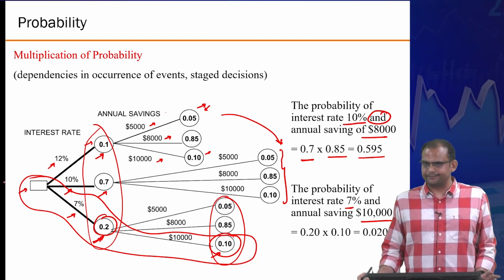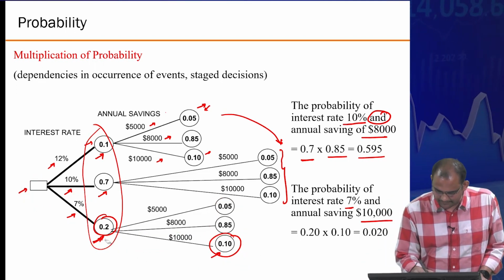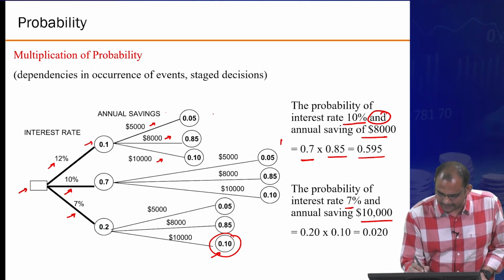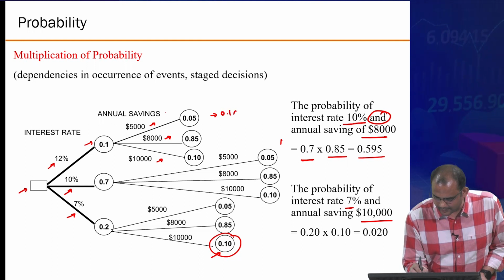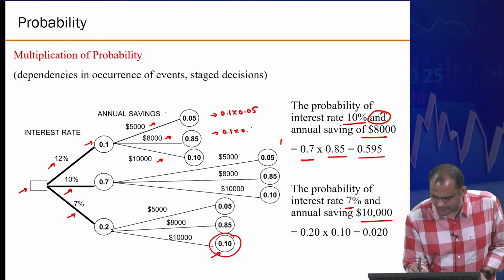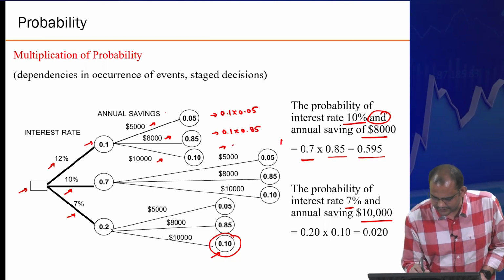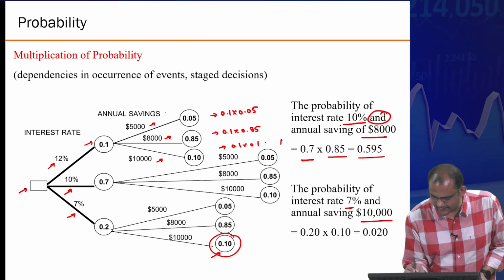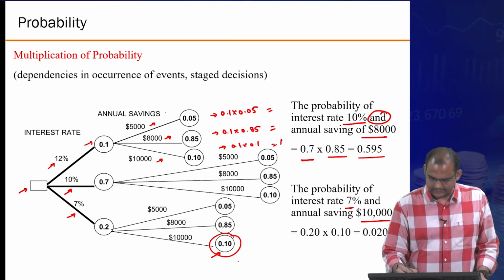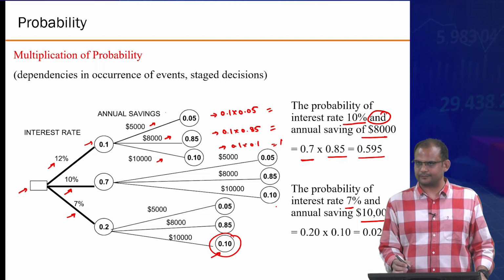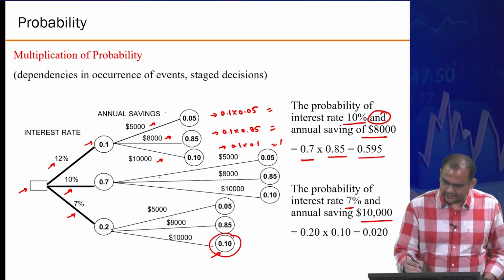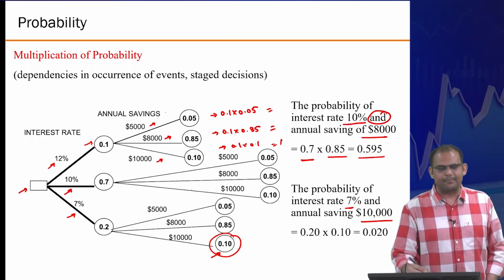Making sense? So you can actually estimate the joint probability of each of these branches also. For example, this will be 0.1 into 0.05. This will be 0.1 into 0.85. This will be 0.1 into 0.1, and so on and so forth. The total of all these values will come out to be 1. And again, reiterating, this does not have to be the same probability distribution.